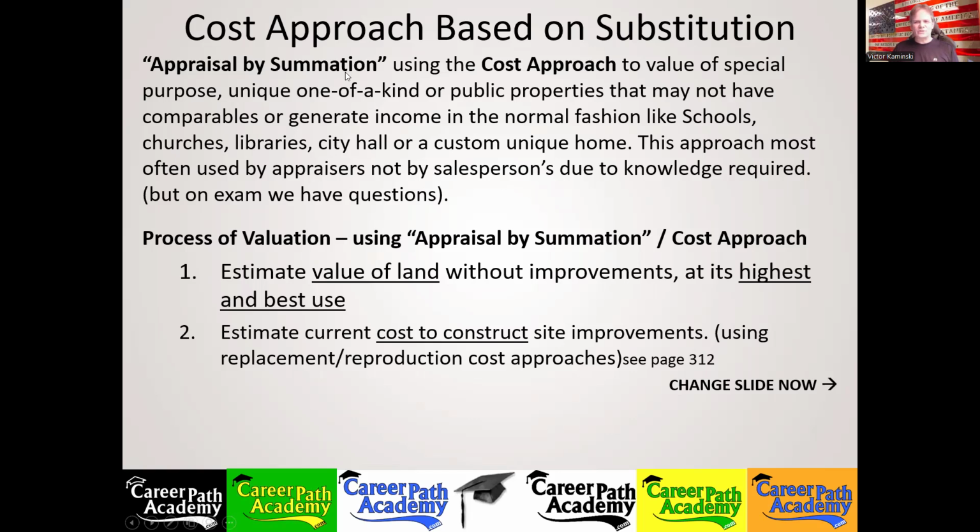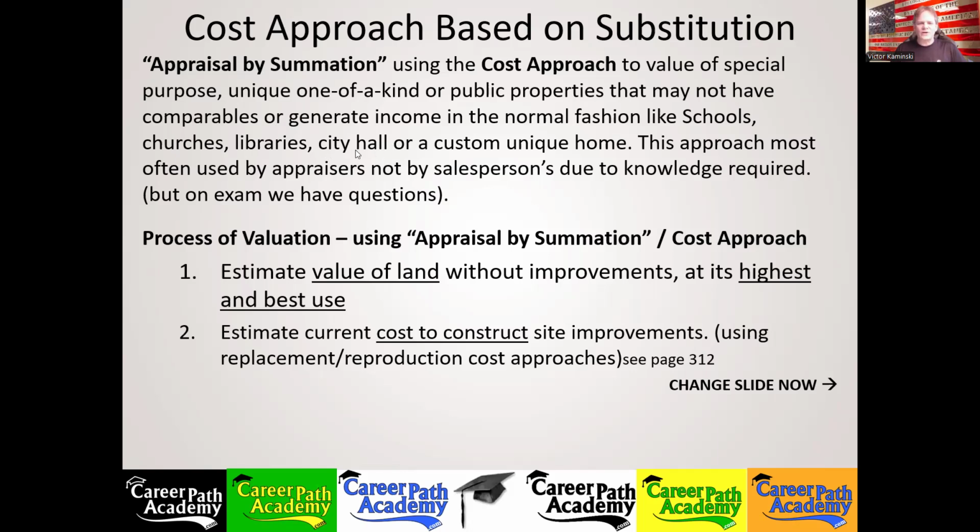Summation means you're doing some math, you're adding some things up here. So what is an appraisal by summation, or the cost approach? Well, it's for determining the value of special purpose, unique, or one-of-a-kind properties or public buildings that may not have comparables or generate income in the normal fashion, like a school, church, library, city hall.